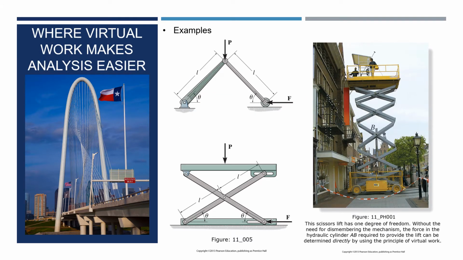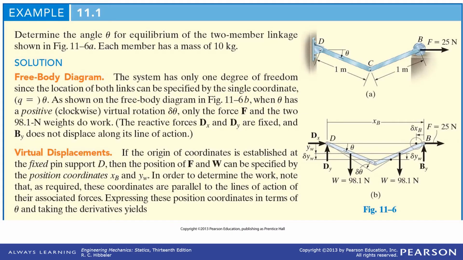So here's a few examples of more complicated problems where we can analyze things with virtual work. Here's the scissor jack type of problem. Let's think about this problem here. You have two linkages right here, 1 meter each, 1 degree of freedom. Theta determines everything.